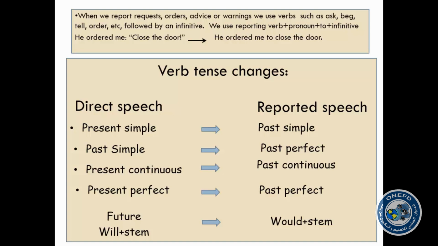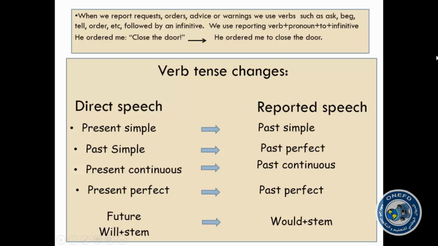And we can report requests, orders, advice, warnings, and so on. When we report them, we use verbs such as ask, beg, tell, order, and so on, followed by an infinitive. We use this form: verb plus pronoun plus to plus infinitive. For example, he ordered me, close the door. How do we report it? We say he ordered me to close the door. As you can see, we have the verb ordered plus pronoun plus to plus the infinitive of the verb.